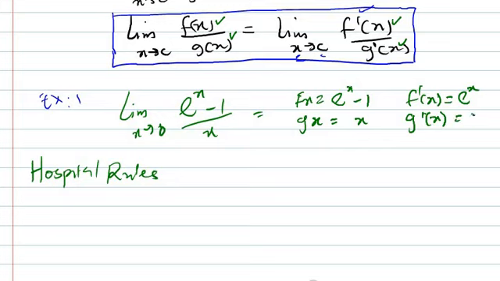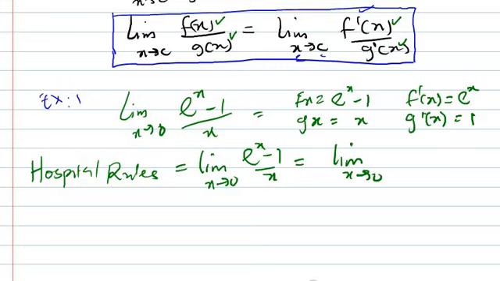So we can substitute. We can say the limit as x goes to 0 of (e^x minus 1) over x is the same thing as the limit as x goes to 0 of f prime of x over g prime of x. We have f prime of x as e to the x over g prime of x as 1, so it is equal to just e to the x.